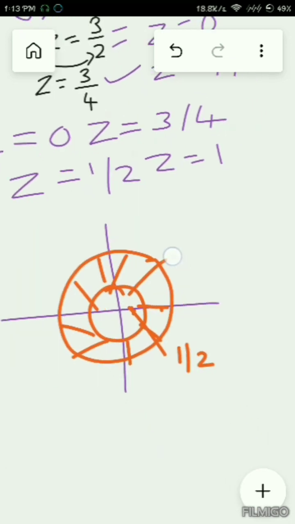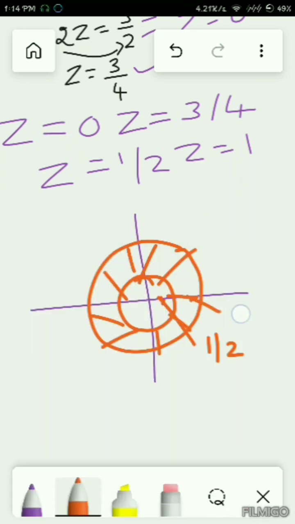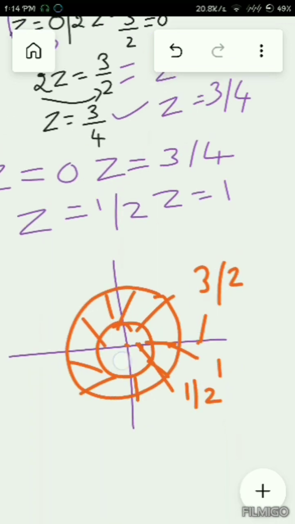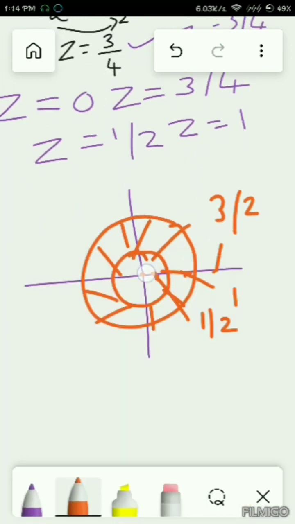Somewhere that is 1 over here, and once again I need to plot 3/2 over here somewhere, because it lies in the middle of 1 and 2. And here I need to plot it as 0, right? And so that is what my ROC is, right?